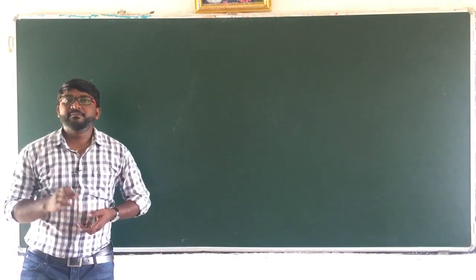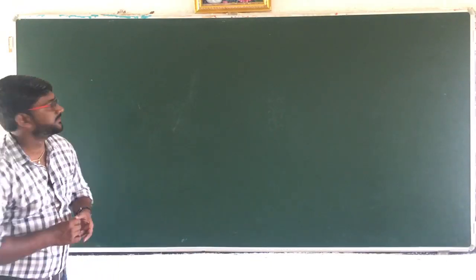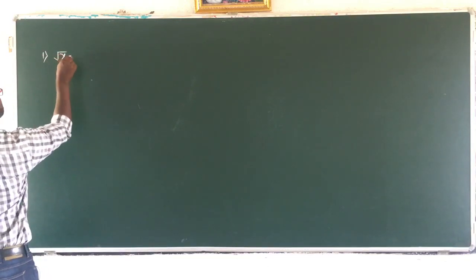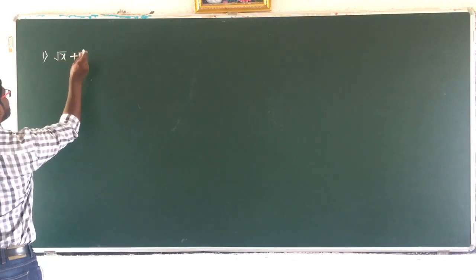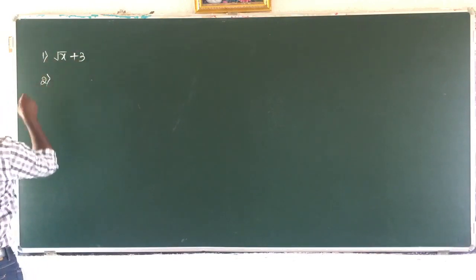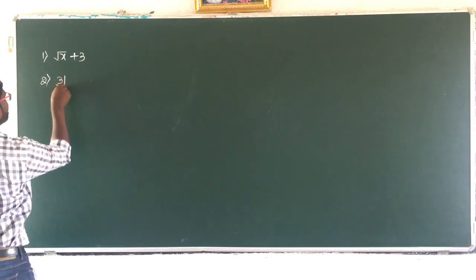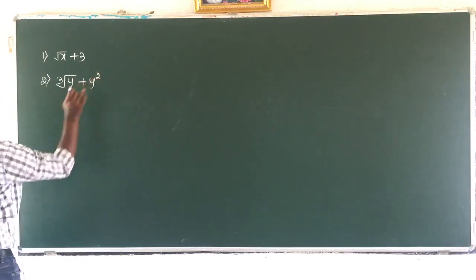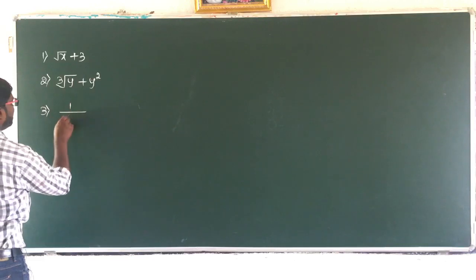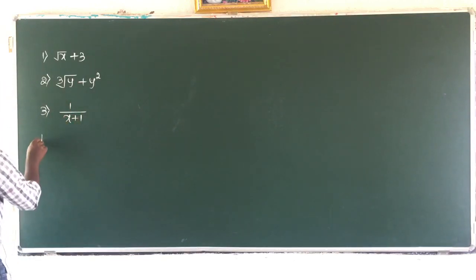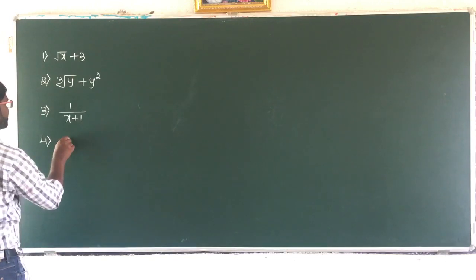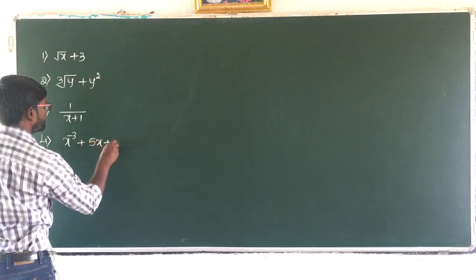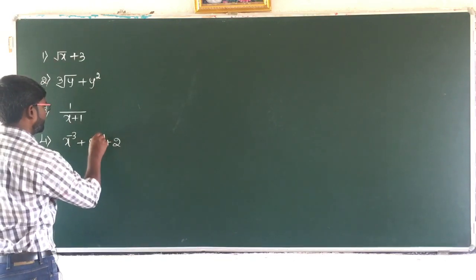Well, now we'll take up some examples which are not polynomials. So here the first example is root x plus 3, and then the second example is cube root of y plus y square, and then the third example is 1 divided by x plus 1, and then the fourth example is x to the power minus 3 plus 5x plus 2. So here the power is minus 1.